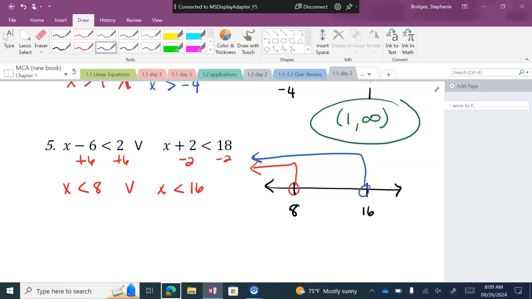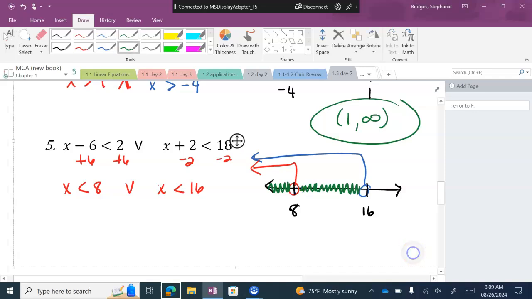So basically, we can shade to the left of 8. We can also shade to the left of 16. Should I cover up the 8 and make it a closed circle? Yeah, 8 is less than 16, isn't it? So it satisfies at least one, so we will go ahead and shade right through that to make it closed in there. Remember, I only have to satisfy one of them. 8 is not less than 8, but 8 is less than 16, so I can shade that in as a solution set.